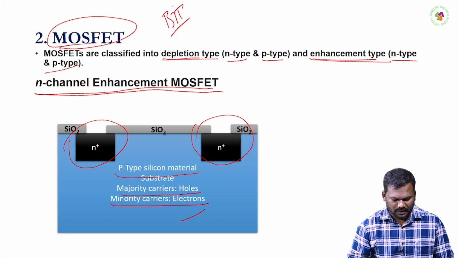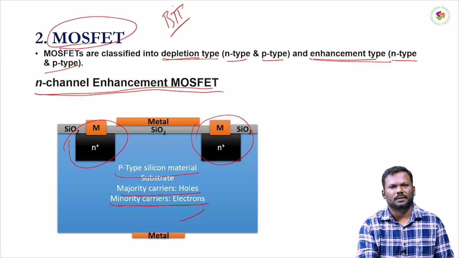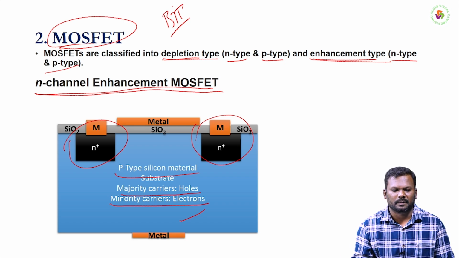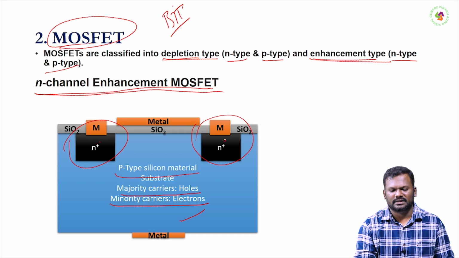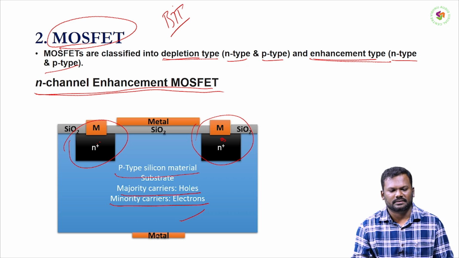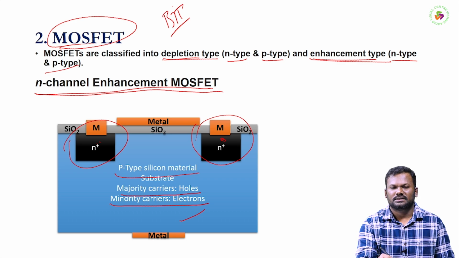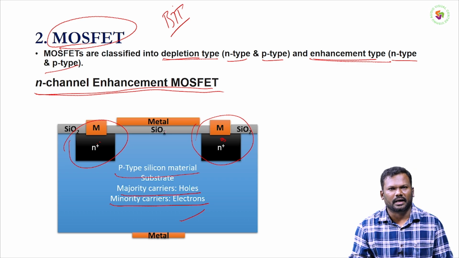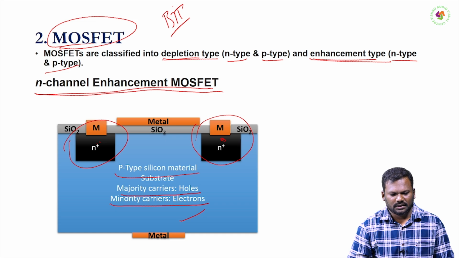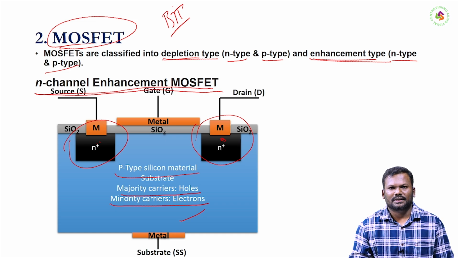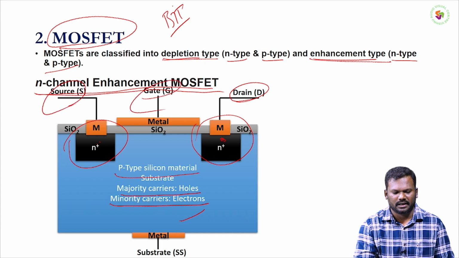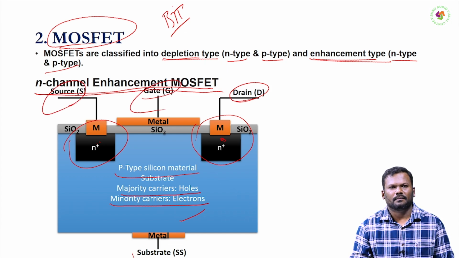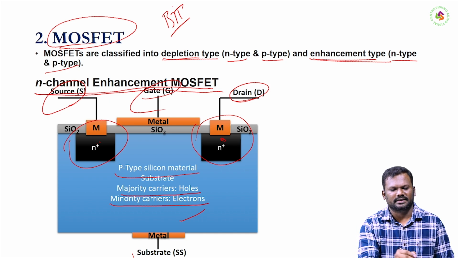Then you need to deposit metal contacts. One is at this region, another one is at this region, another one is at the bottom of your substrate, and one is at your silicon dioxide above. So next you connect the contacts. These contacts we name as drain contact, source contact, gate contact, and substrate contact. We will discuss what these terminal names mean.